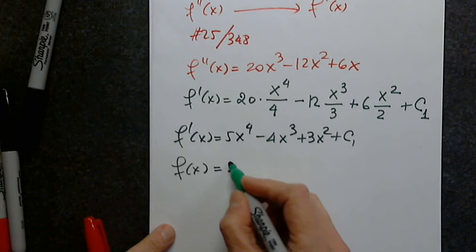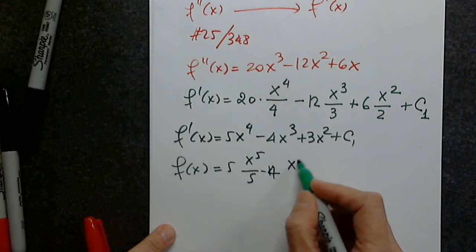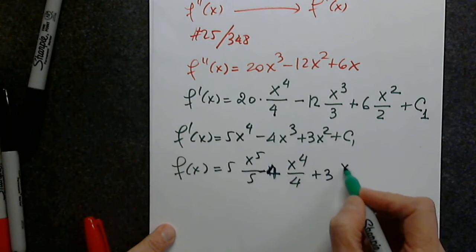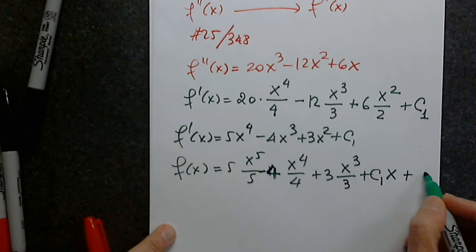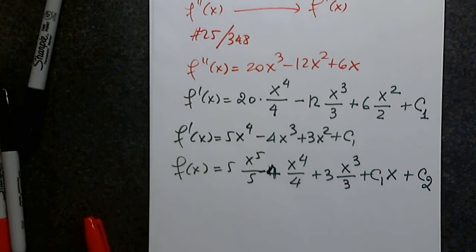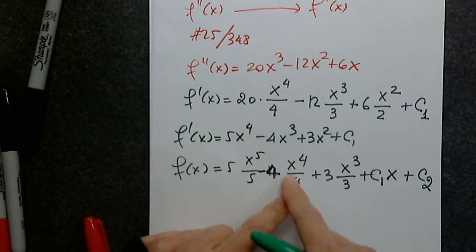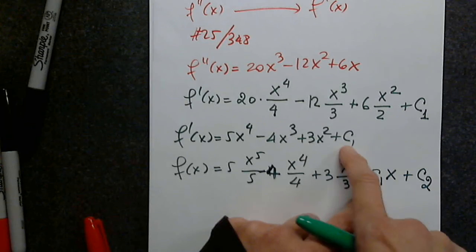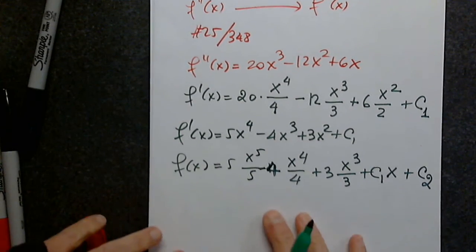And that will be 5x to the fifth over 5 minus 4x to the fourth over 4 plus 3x to the third divided by 3 plus C1x plus C2. If we differentiate this, we should get f prime. So 5, 4, 3, C1x prime is C1, C2 prime is 0. So now I clean it up.